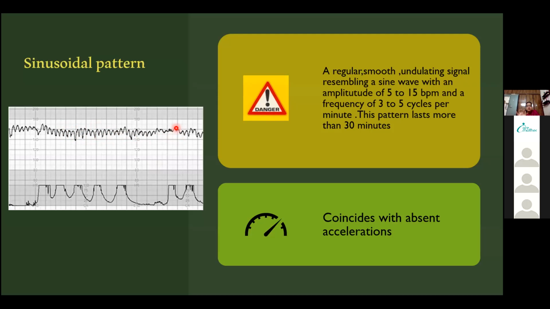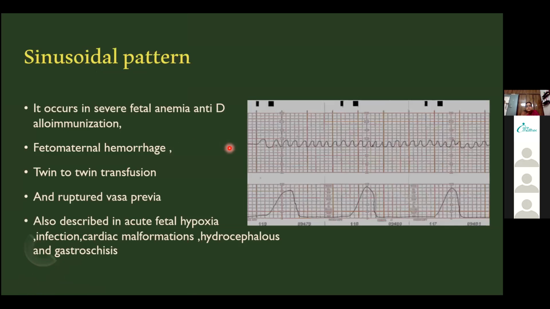A regular smooth pattern, it is not sawtooth. You see, this is smooth. Regular smooth oscillations resembling a sine wave, 5 to 15 beats per minute, up to 3 cycles per minute. This is the sinusoidal pattern and there are no accelerations. See this? This is a regular smooth oscillation throughout the graph. These are contractions.